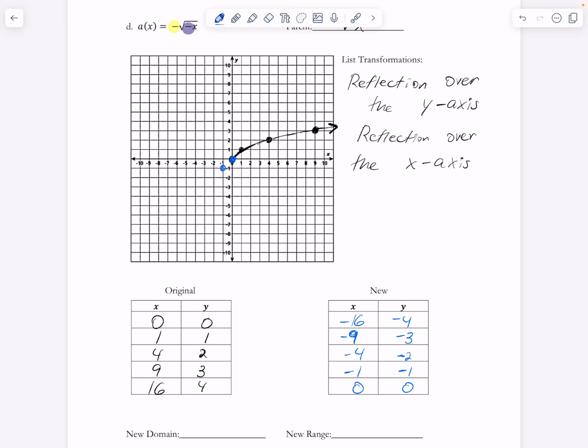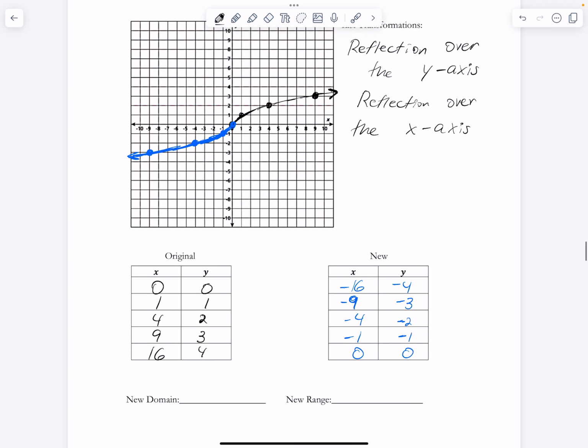So 0, 0, -1, -1, -4, -2, and -9, -3. So that's what I was trying to say, that we're going to end up down here after both of those reflections. Now, technically, you could do whichever reflection you want first. It shouldn't matter. And what's kind of cool is it kind of looks like the cube root function. It's not, but it kind of looks like it. You could technically reflect over the x first and then over the y, you end up in the same spot, but I'm going to go in the order that we did.